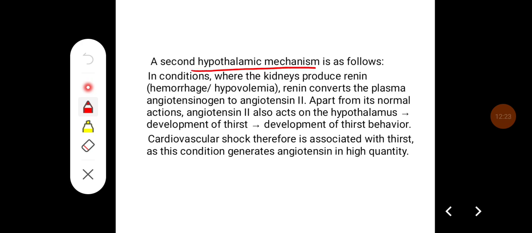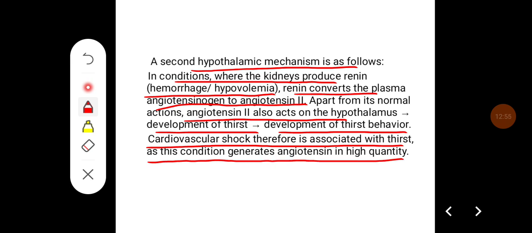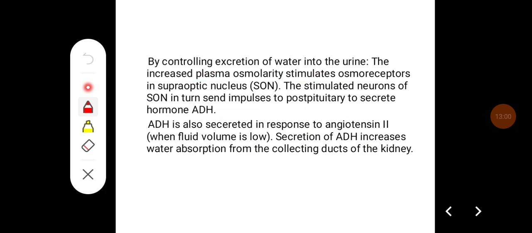A second hypothalamic mechanism is as follows. In conditions where the kidney produces renin, that is in case of hemorrhage or hypovolemia, renin converts the plasma angiotensinogen to angiotensin II. Apart from its normal actions, angiotensin II also acts on the hypothalamus to develop thirst, and that is going to develop the thirst behavior. Cardiovascular shock therefore is associated with thirst, and in this condition it is going to generate angiotensin in high quantity.